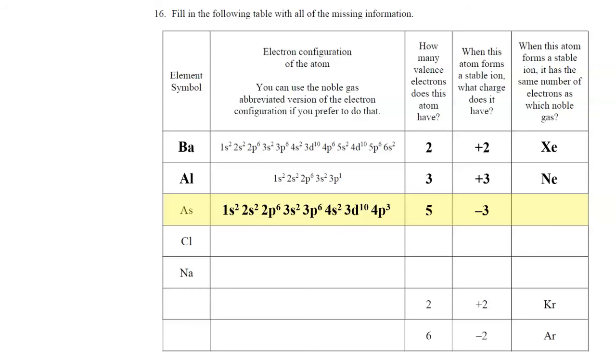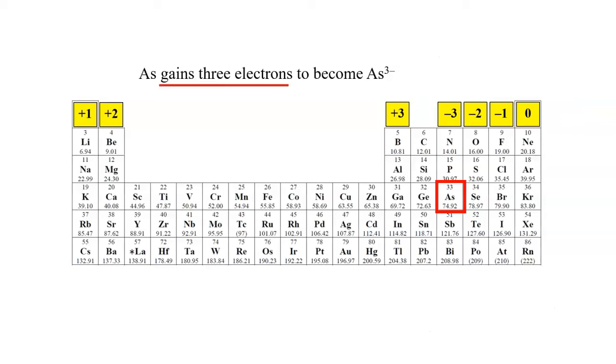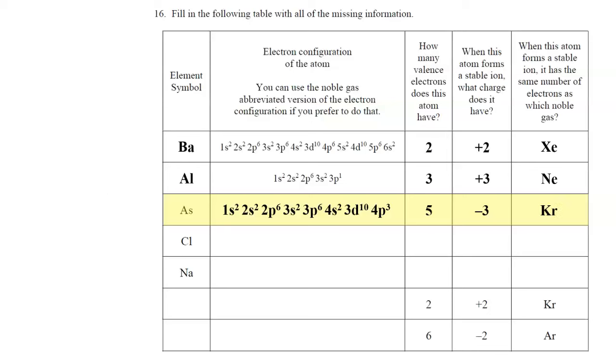When arsenic forms a stable ion, it gains 3 electrons to have a charge of -3, that means that the total number of electrons will change from 33 to 36. And 36 represents the same number of electrons as the noble gas krypton, which has the symbol Kr.